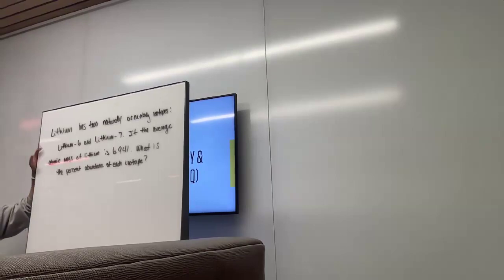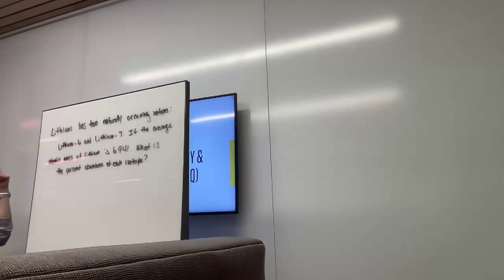Okay, so for our percent abundance question here, we have lithium has 2 naturally occurring isotopes, lithium-6 and lithium-7. If the average atomic mass of lithium is 6.941, what is the percent abundance of each isotope? Okay, so this is like the x and the 1 minus x. Yep. So, just looking at our problem here, we know that the average atomic mass of lithium is 6.941. So what isotope, 6 or 7, do we think is going to be more abundant? 7. Perfect, why do you say that? Because it's closer to 7.